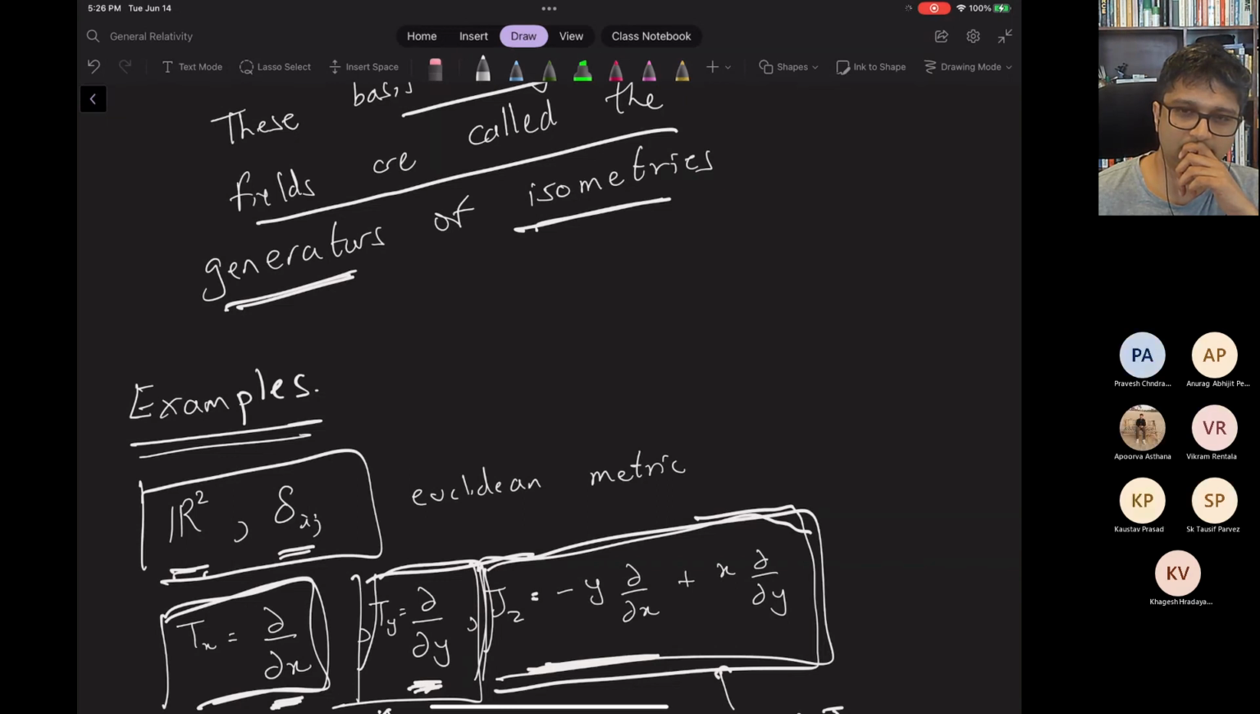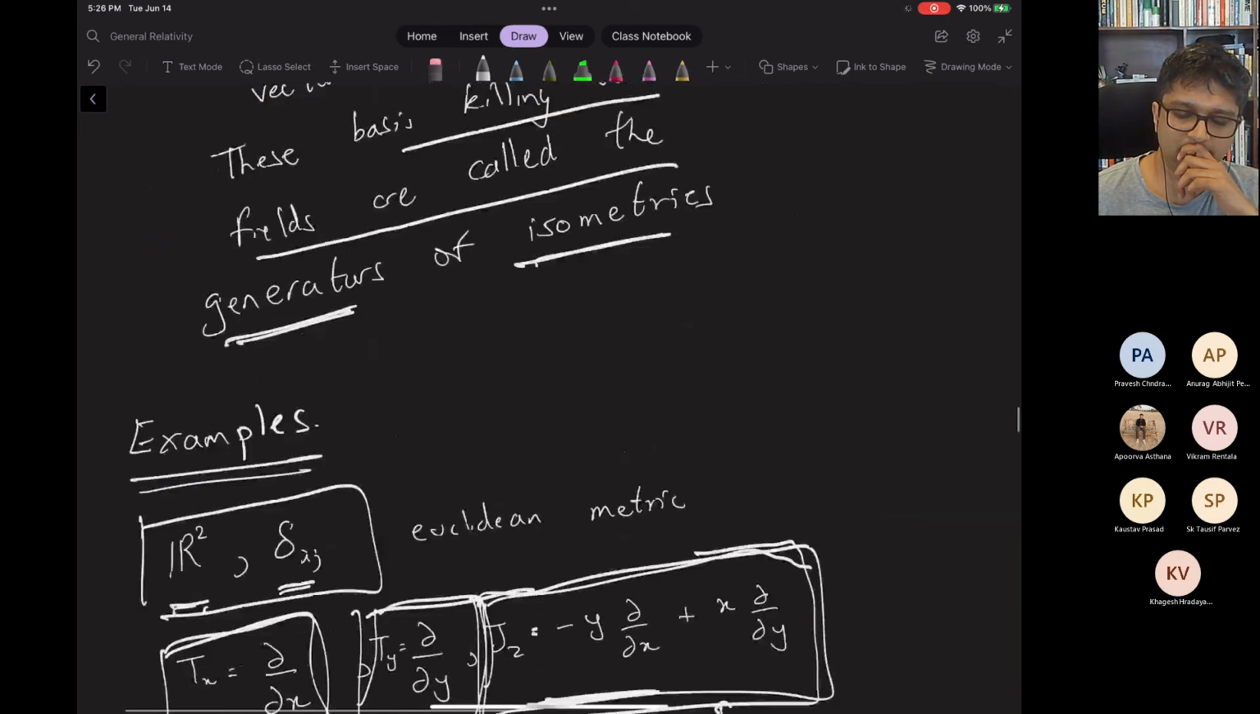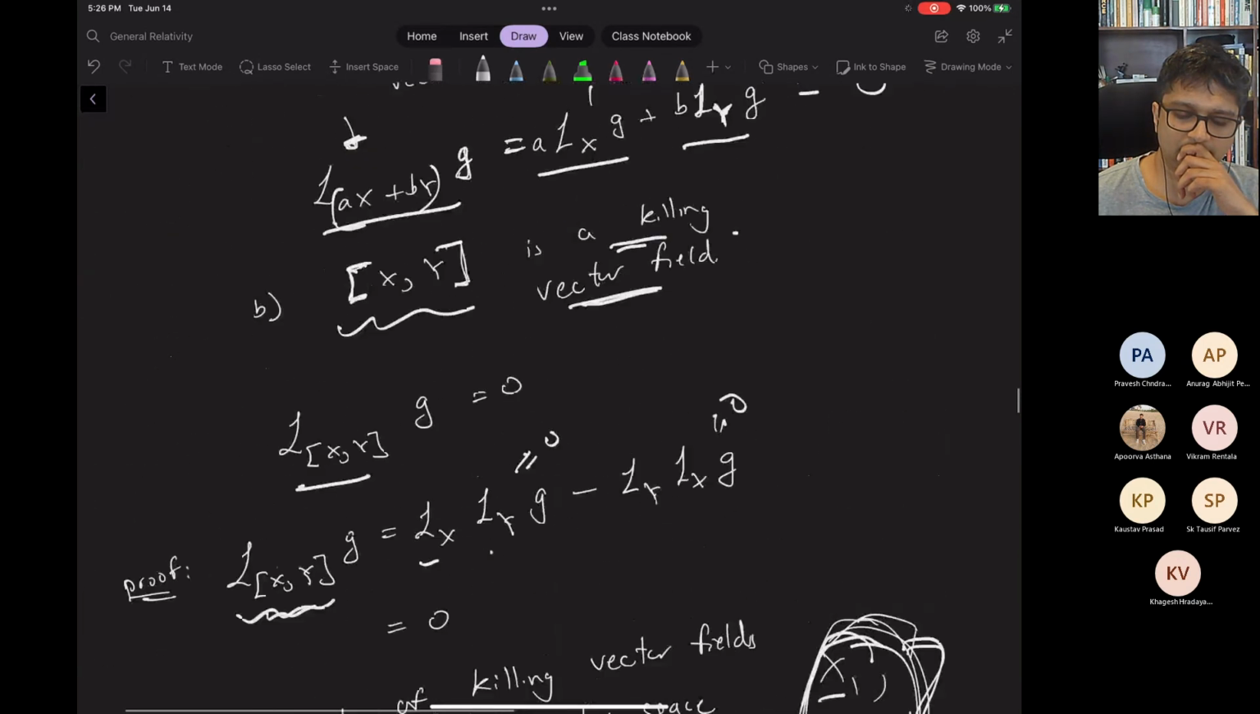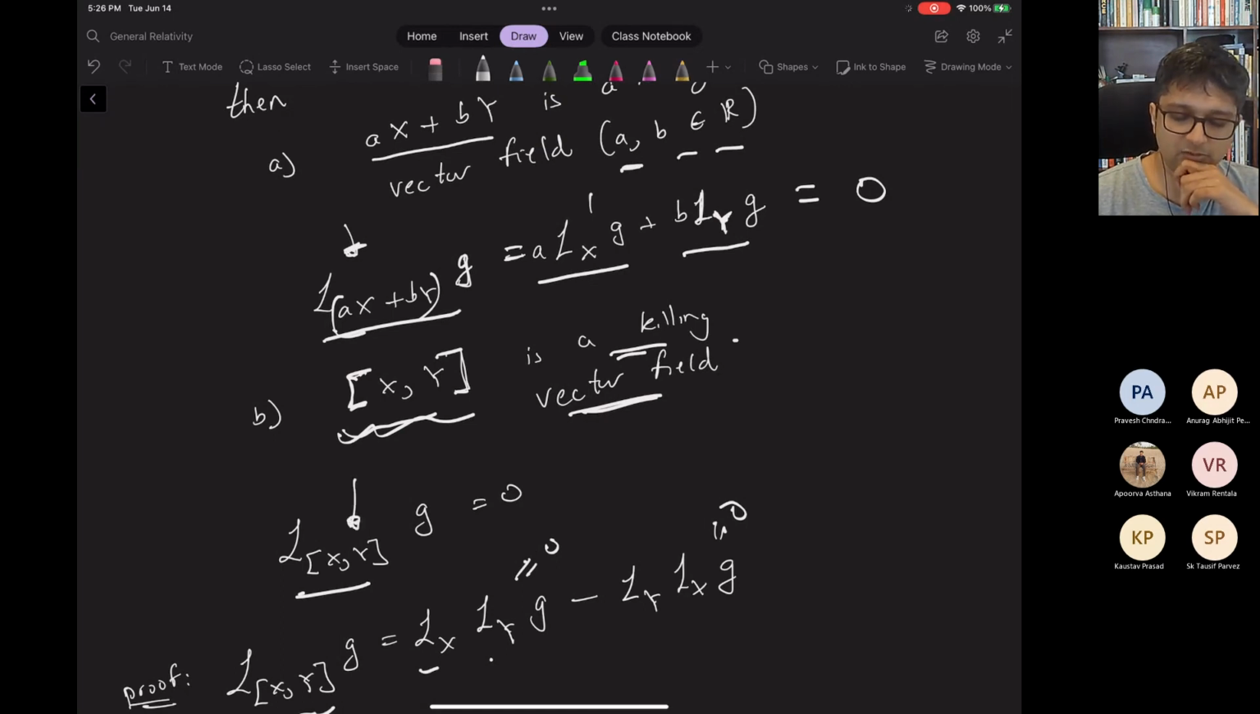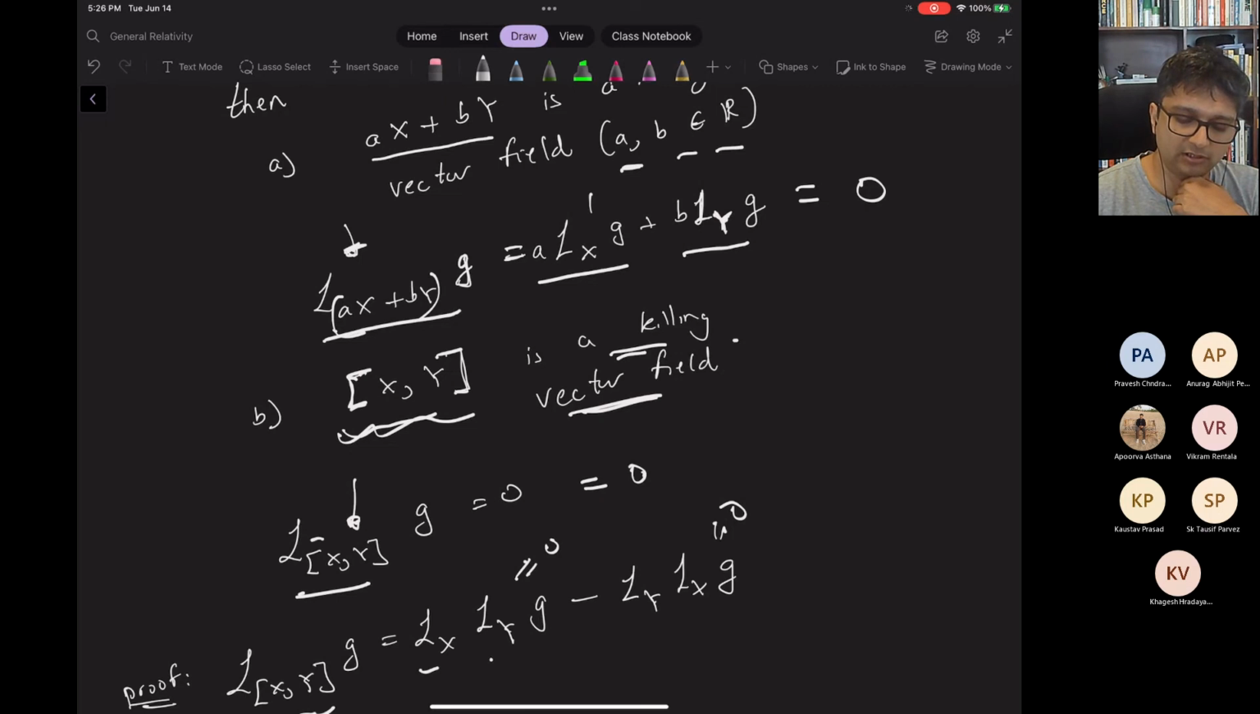Sir, why are these commutation relations always closed? I mean, why do we get another Killing vector when you commute two Killing vectors? Yeah, we proved this. If X and Y are Killing vectors, then the Lie bracket of X and Y acting on g is also 0. We proved this. Therefore, the Lie bracket is also a Killing vector.